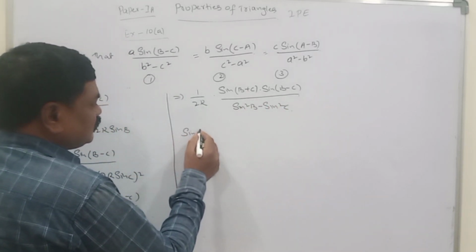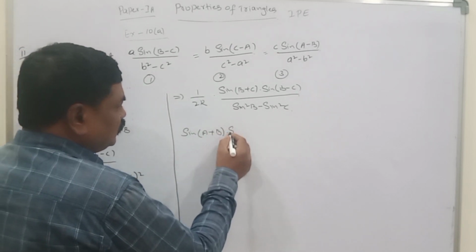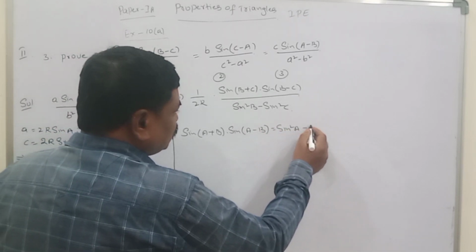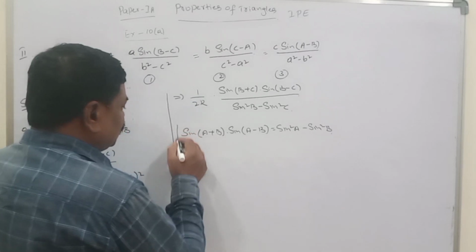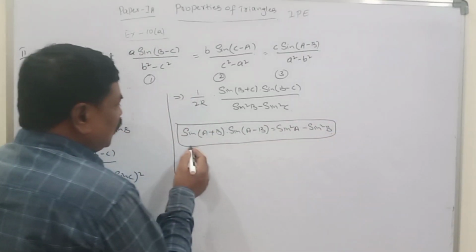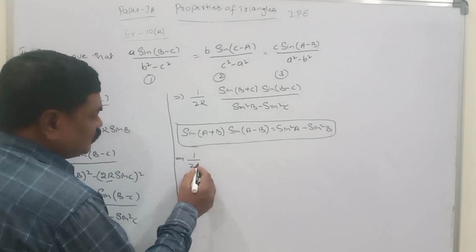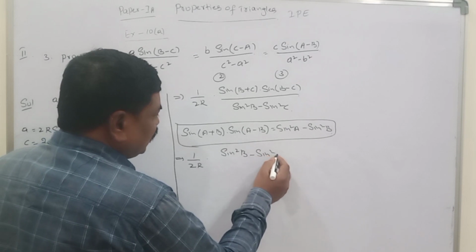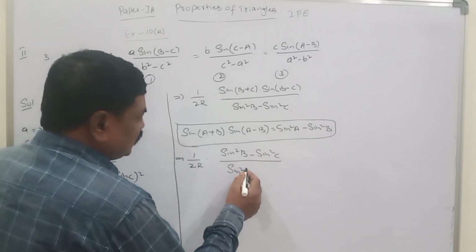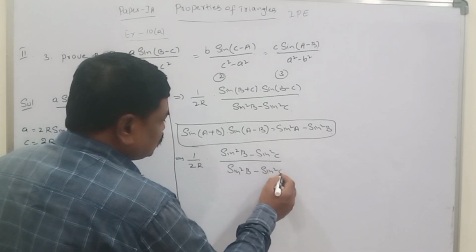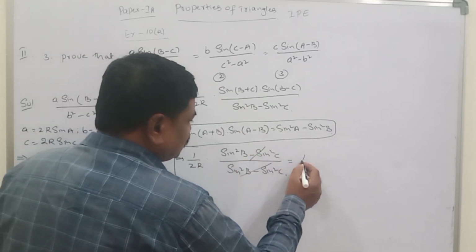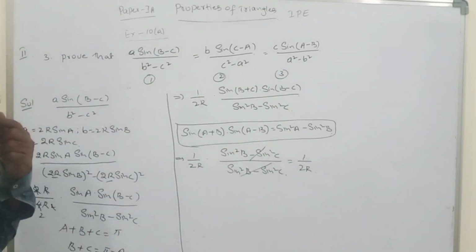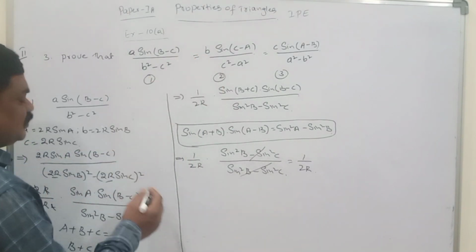We know that sine of (A plus B) into sine of (A minus B) is equal to what? Sine square A minus sine square B. This is the compound angle formula. This implies 1 by 2r into numerator sine square B minus sine square C by denominator, given, sine square B minus sine square C. This one cancels. So first one is 1 by 2r. Next you take second one.